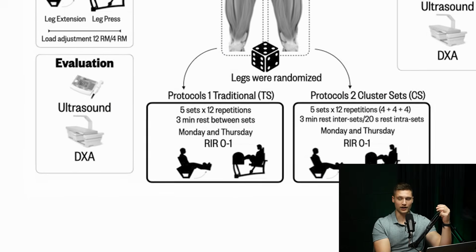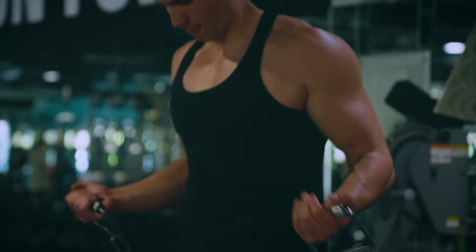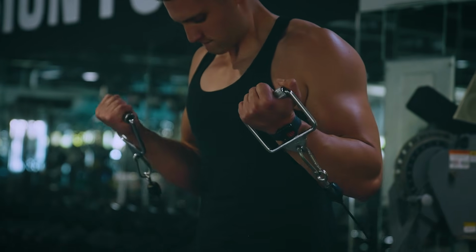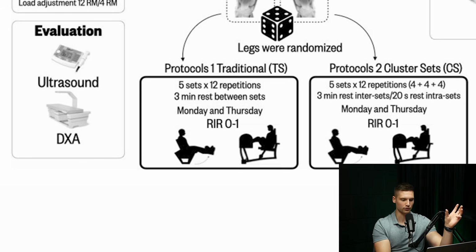So the traditional group trained with 5 sets of 12 on each exercise twice a week, so 20 total sets in the traditional group. And the load was adjusted set to set to achieve 0 to 1 reps in reserve. So awesome. Really nice hypertrophy training design, training to or close to failure, good solid rest between sets, solid volumes. Great group for traditional.